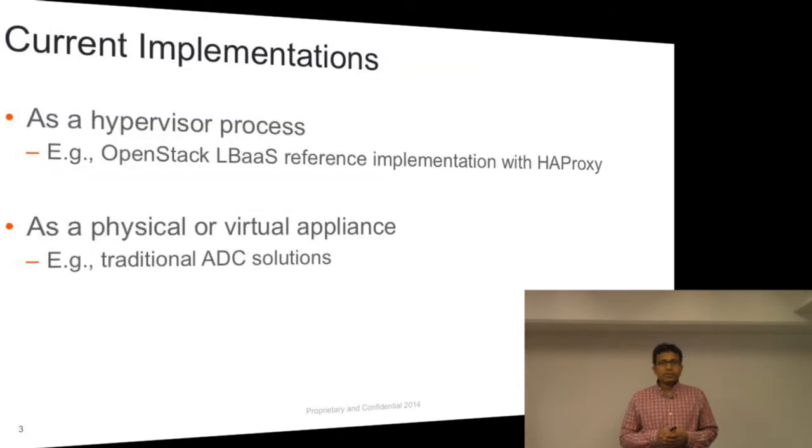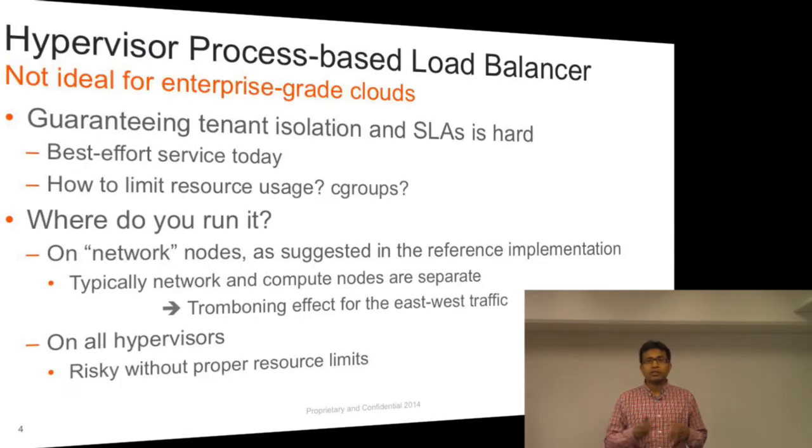So what's the state of the current implementations? There's the hypervisor process-based approach, such as what's recommended in the current implementation, which is HA proxy-based. And then the other approaches involve using physical or virtual appliances, like the traditional ADC vendors' appliances. And we argue that neither of these approaches works well for enterprise cloud data centers.